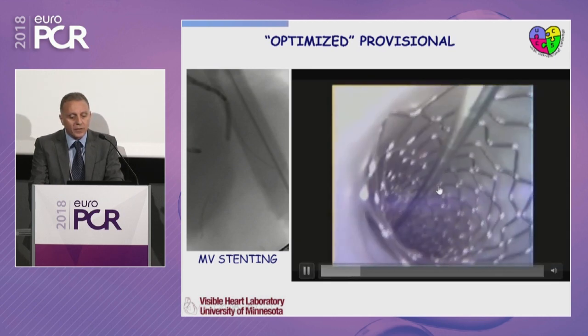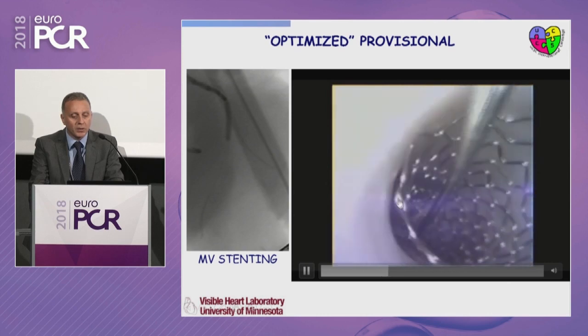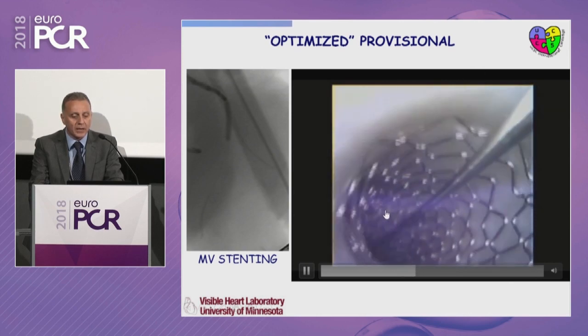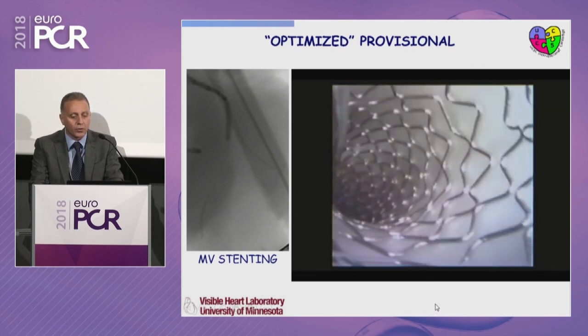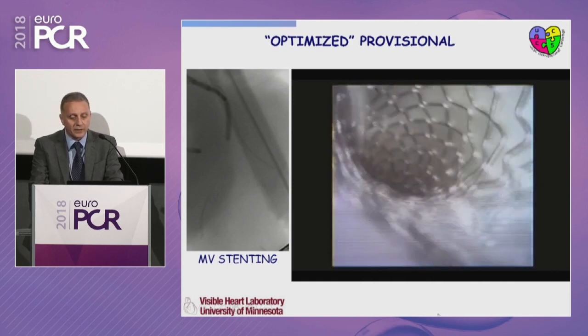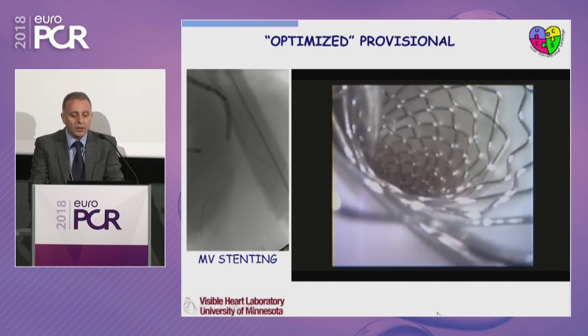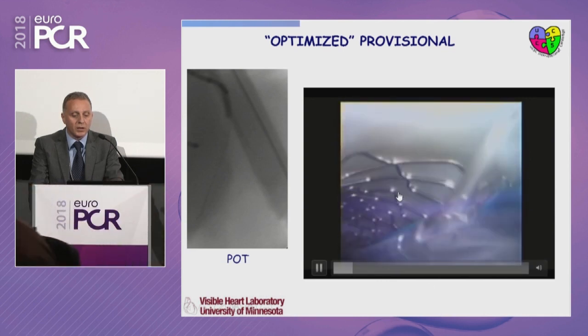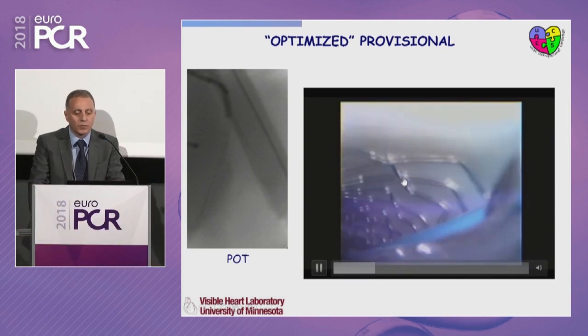But the good thing is the fact that the carina has not been moved, so we have a malapposition, but the benefit is that the side branch ostium has not been affected. After that, it is important to perform a POT. Here is the phase of deflation with POT.